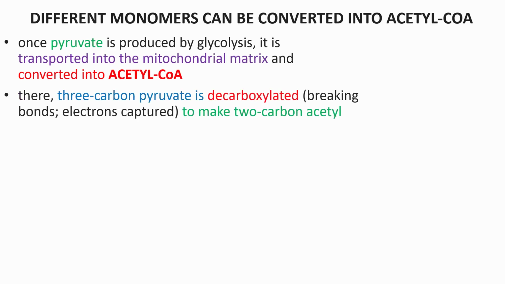That 3-carbon pyruvate, to make that possible, is decarboxylated, and there's a big word, decarboxylated, to make 2-carbon acetyl. So acetyl is a 2-carbon molecule, pyruvate of course has 3 carbons. If you want to go from 3 carbons to 2 carbons, you've got to decarboxylate, you've got to lose a carbon. And when you lose a carbon here, you're actually losing it as carbon dioxide.